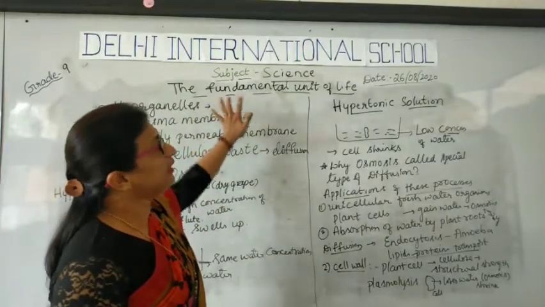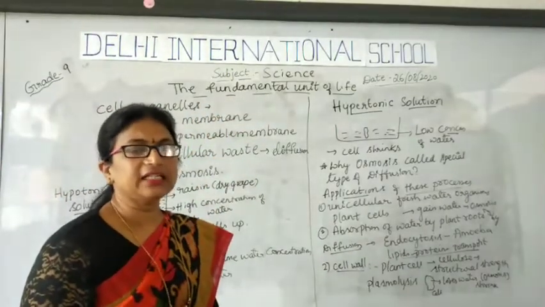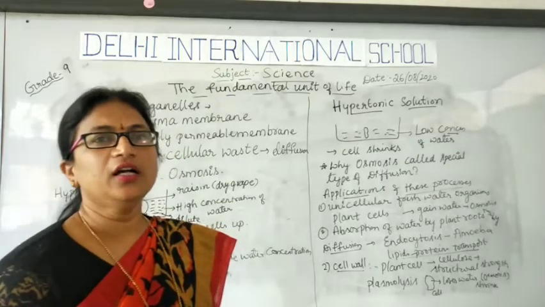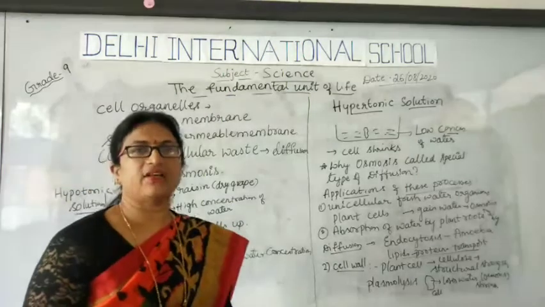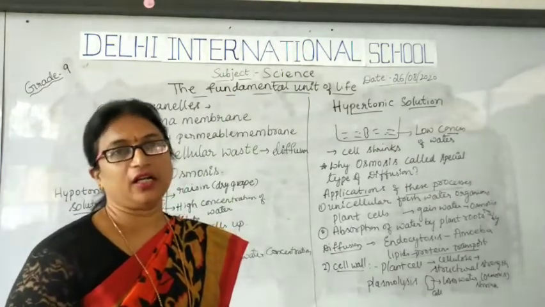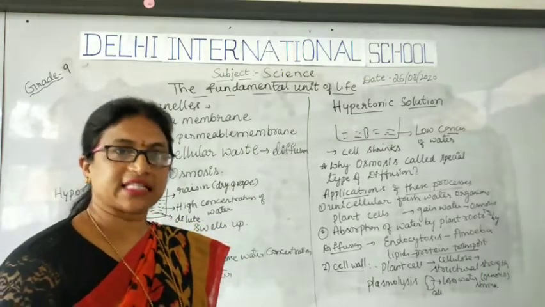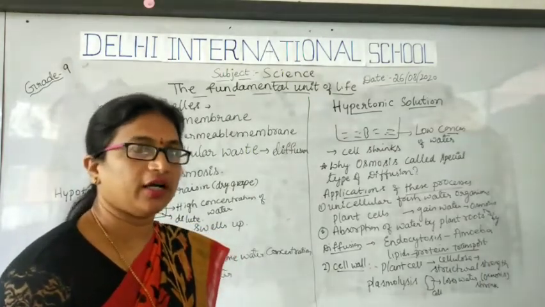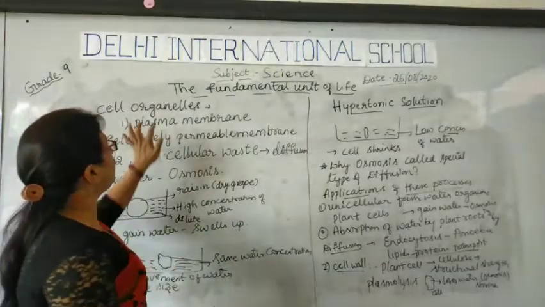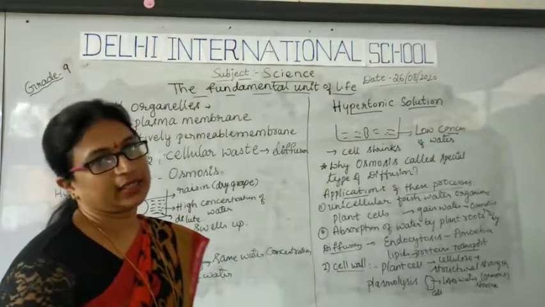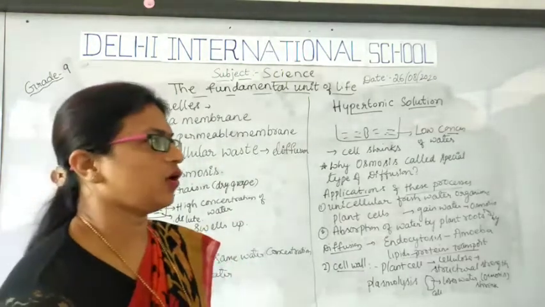In the last class we came across who discovered the cell and how it was invented, who are all the persons involved in the discovery of microscopes in order to identify the cell. And today we will start the cell organelles. What do you mean by cell organelles?